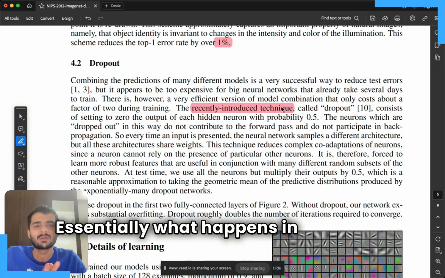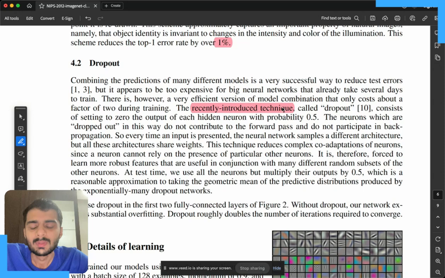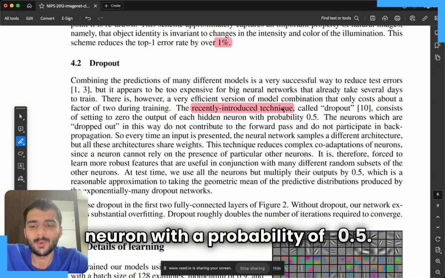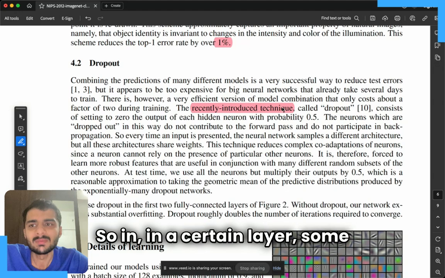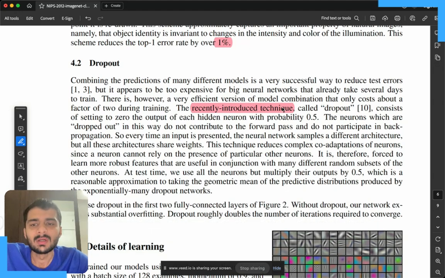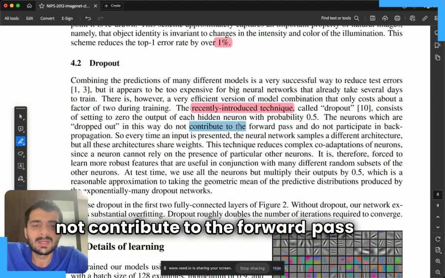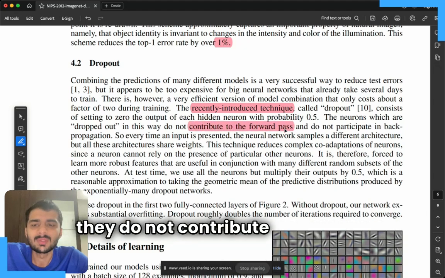Essentially, what happens in dropout is that you set to zero the output of the hidden neuron with a probability of 0.5. So in a certain layer, some neurons are activated and some are deactivated. So these neurons who are dropped out, they do not contribute to the forward pass, and hence they do not contribute in the back propagation.